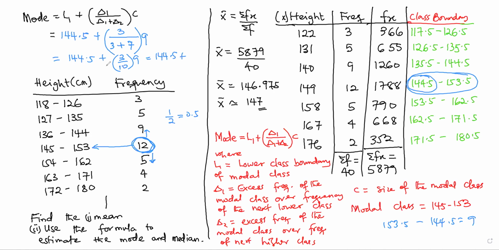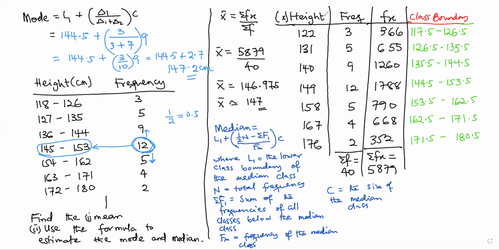So we will be having 144.5 plus 2.7. And that will give you 147.2 centimeters. So this is the mode, okay, using the formula, 147.2. So it's still between the same number, okay? All right, so that's how we compute for the mode. Now let's move on to the median. Okay, now we move on to the median.